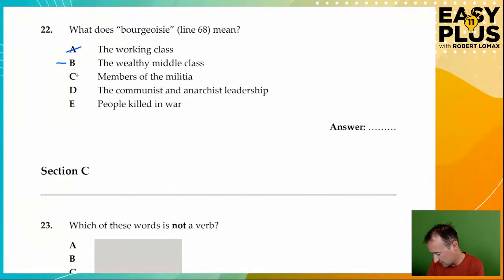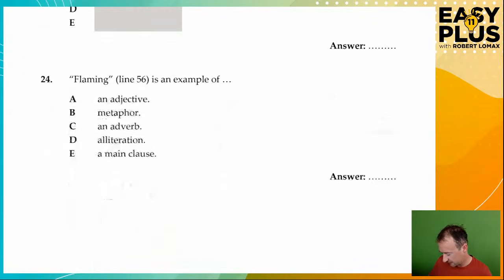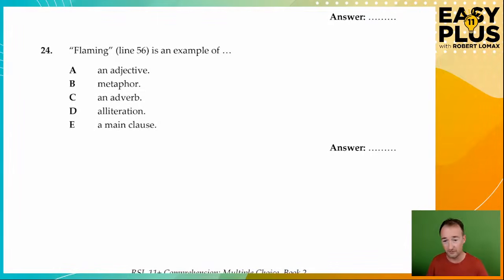Members of the militia, no. Communist and anarchist leadership, there's nothing to suggest that at all. People killed in war, nothing to suggest that. Loads of evidence for B. And there we are. And we're almost there. I think this is the last one. Yep, flaming, line 56, is an example of adjective, metaphor, adverb, alliteration, or main clause.